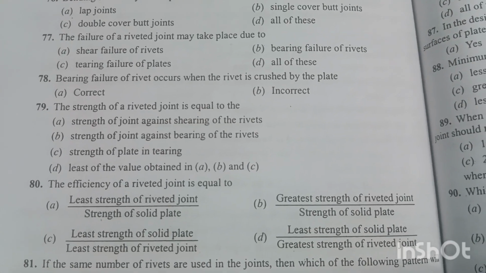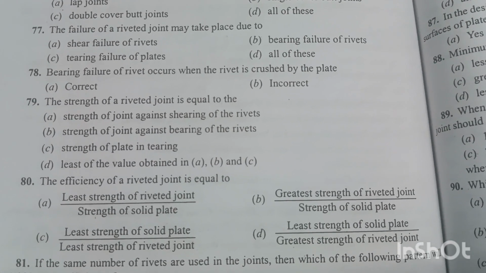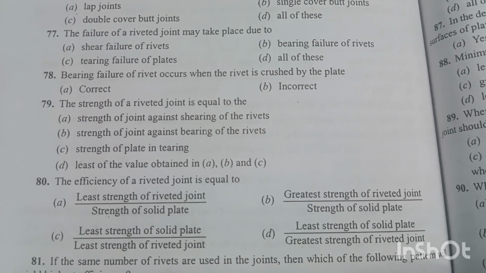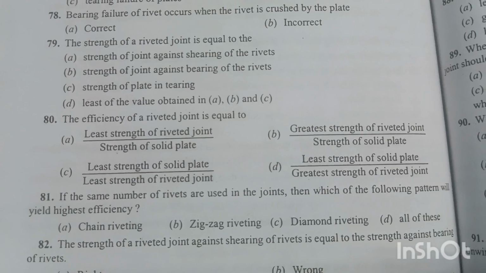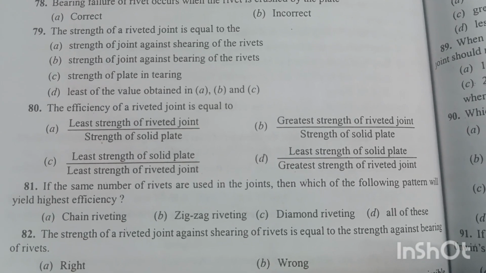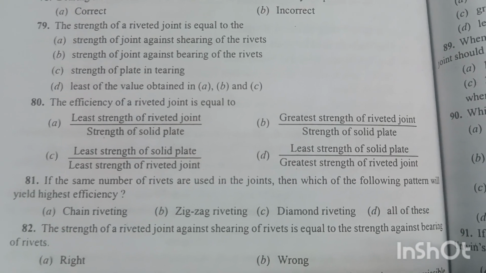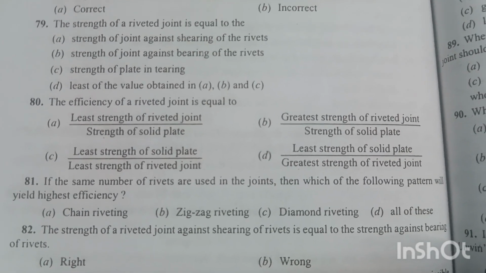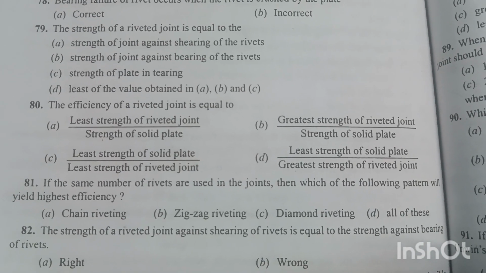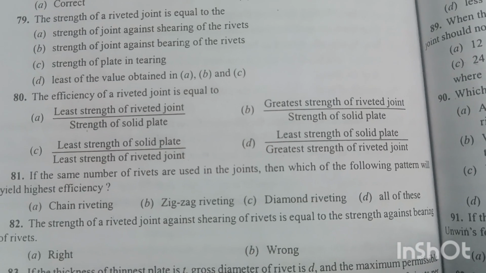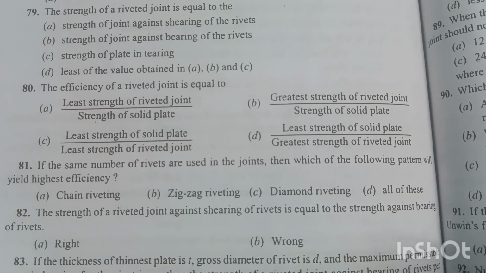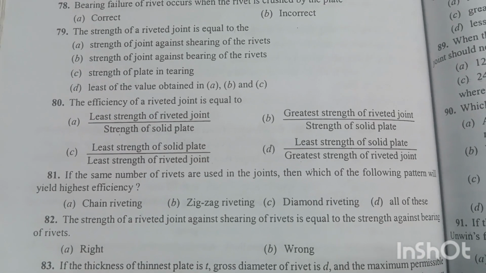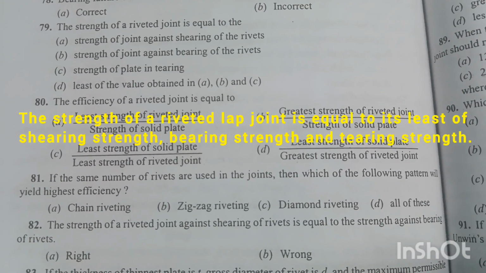Question number 80. The efficiency of a riveted joint is equal to. Option A is the right answer, least strength of riveted joint by strength of solid plate. Question number 81. If the same number of rivets are used in the joints, then which of the following patterns will yield highest efficiency? Option C is the right answer, diamond riveting. Question number 82. The strength of a riveted joint against shearing of rivet is equal to the strength against bearing of rivets. Option A, true? No. Option B is the right answer, wrong.